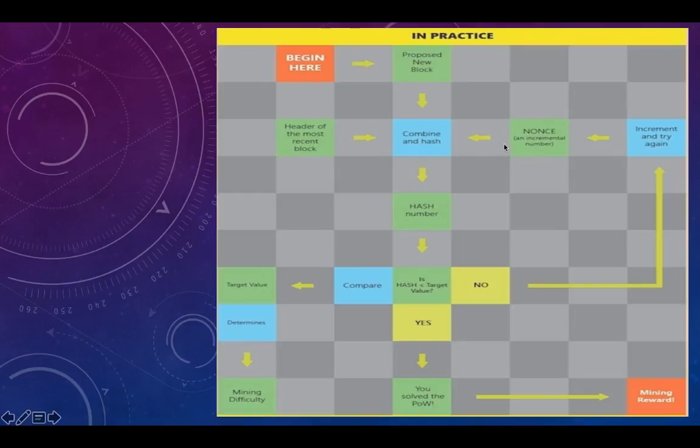Sorry, I don't want to confuse you guys. Actually, I'm confused myself. But you see, you get this new block, you combine and hash. It comes down to a hash number, and the hash needs to be less than the target value. So if it's no, then it comes back up here, increment and try again. And you see this increment number, the nonce. But if it's yes, you solve the problem.